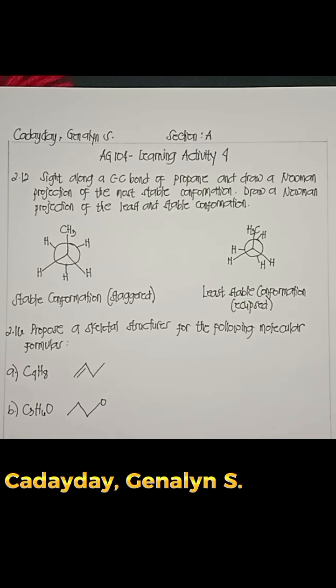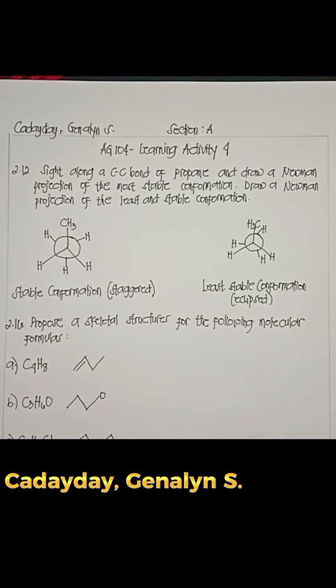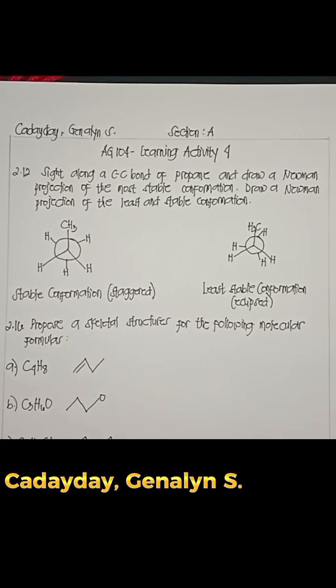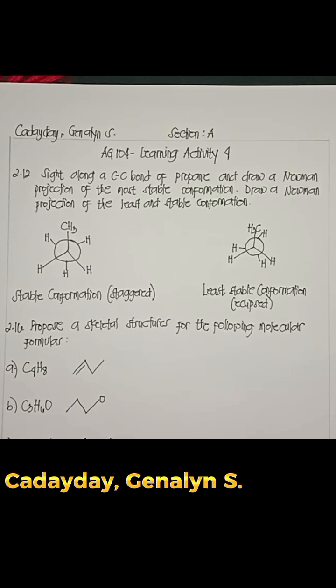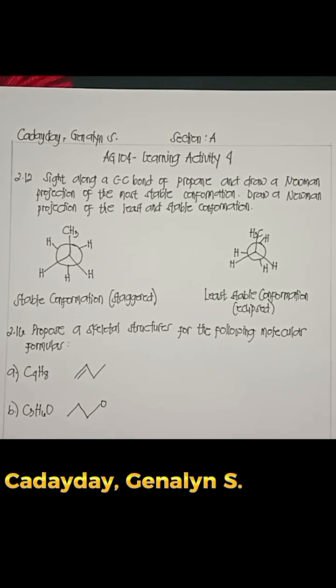AJ 104 Learning Activity 4, Problem 2.12. Sight along a C-C bond of propane and draw a Newman projection of the most stable conformation. Draw a Newman projection of the least unstable conformation. So we must note that we analyze one carbon-carbon bond at a time and ignore the conformations along other bonds.